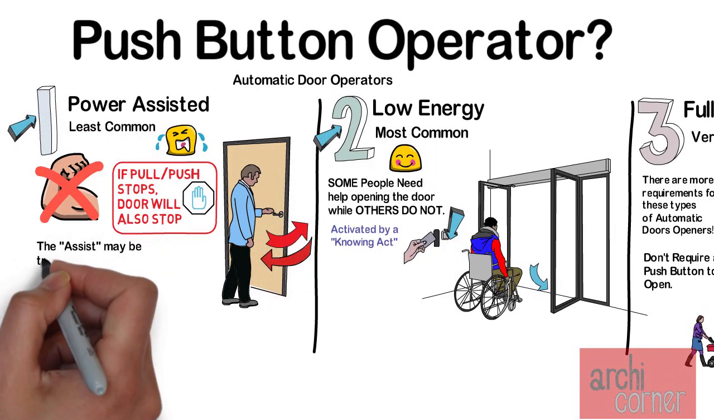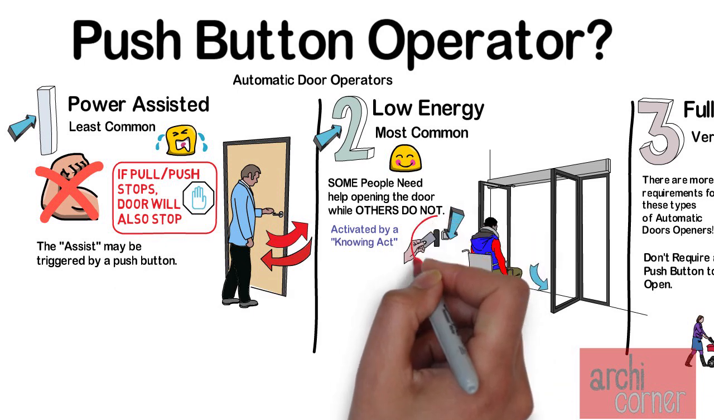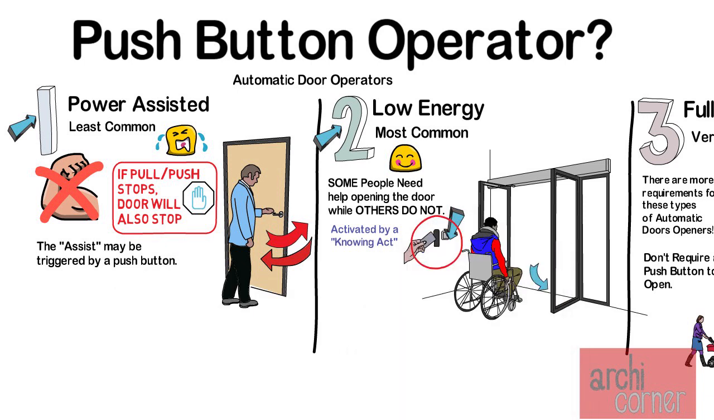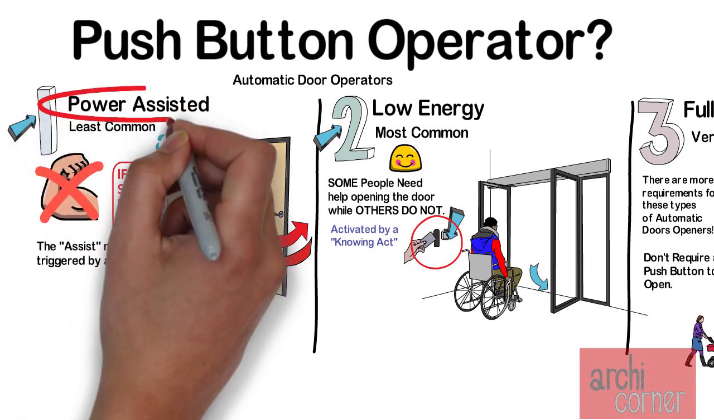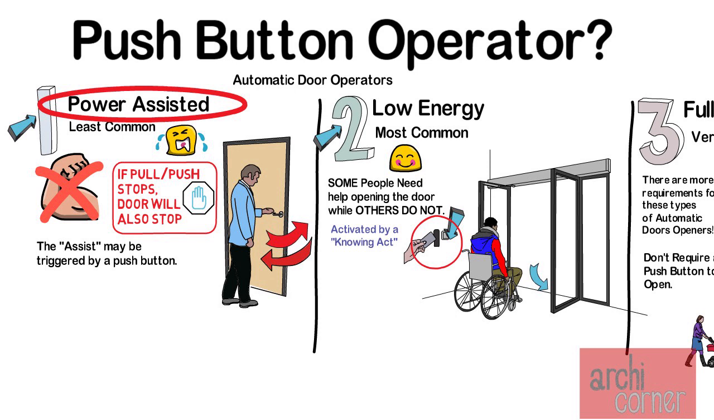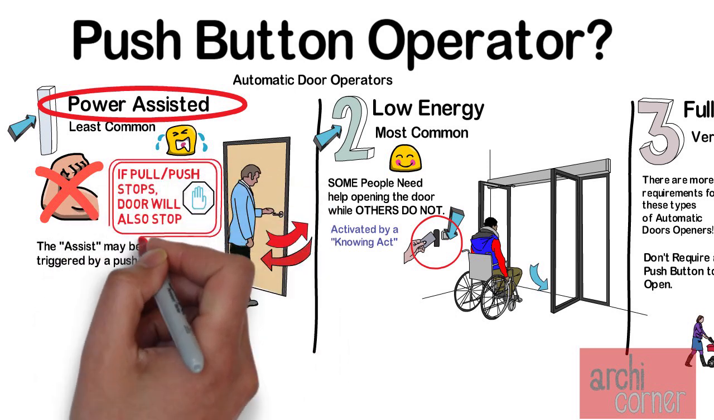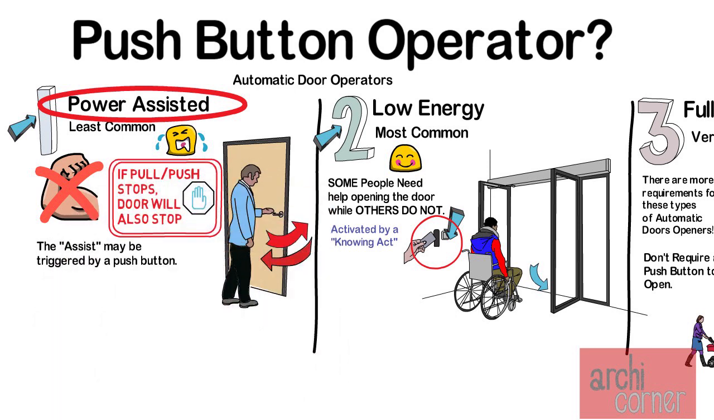And the reason is that these two types of automatic door operators are the ones that usually have push buttons or push bars that activate them. Please note that even though a push button can be used in a power assistive type of automatic operator, once activated, a person must still physically push or pull on a door through the entire swing of the door.